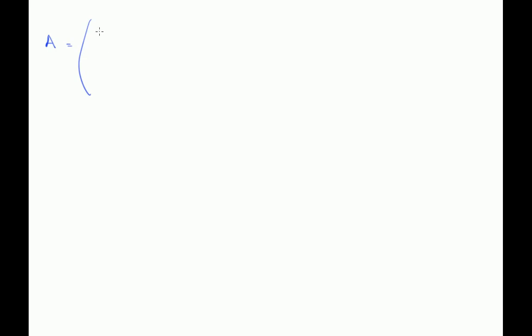So we're going to look at a slightly different matrix: 4, 5, 6, 7, 8, and then instead of these being multiples of 3, we'll make this last one 10, and we will calculate the determinant of that matrix A. Okay.